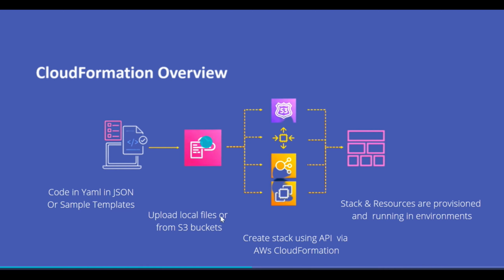After that, it creates the stack. It means that, let's suppose you have written the template where you are provisioning one EC2 instance and the RDS instances, right? After that, using the API, CloudFormation will spin up those resources which you have given instructions for in the template. And after that, your resources will be configured and provisioned in the particular environment. So this is how CloudFormation overall works, guys.